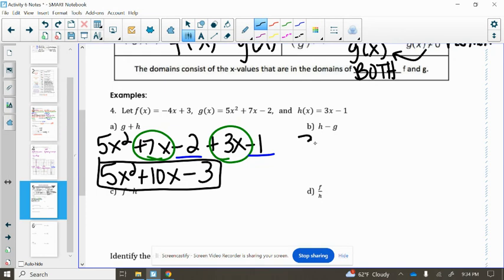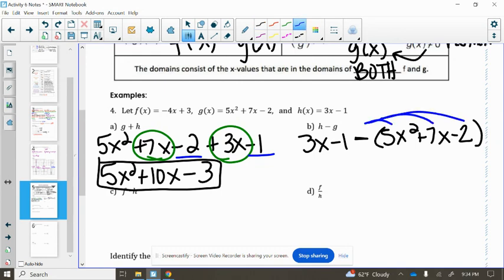The next one, we are taking h and we are subtracting away from it g of x. Reminder, when we subtract, we need to distribute that negative to all pieces of that function. So we actually end up with 3x minus 1 minus 5x squared minus 7x plus 2.